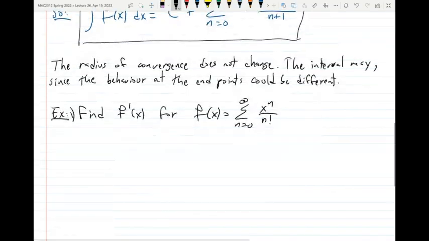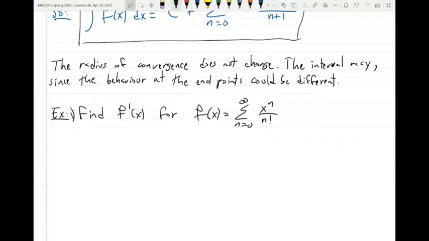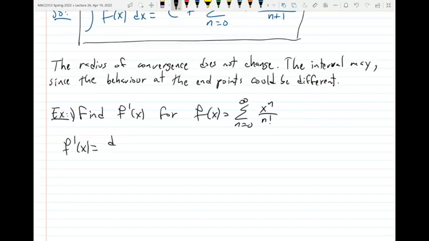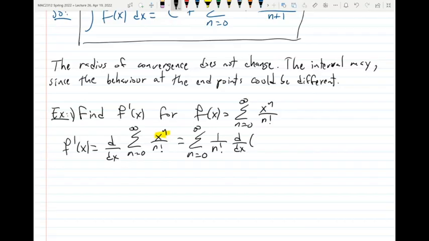Again, you can think of this as an infinite polynomial. So what would be f prime? That's just the derivative of the summation x to the n over n factorial. Now remember, this derivative really will just affect the term with the n. So that's the sum from 0 to infinity. I'm going to take out the 1 over n factorial because that's a constant, and then I will just go ahead and differentiate x to the n.